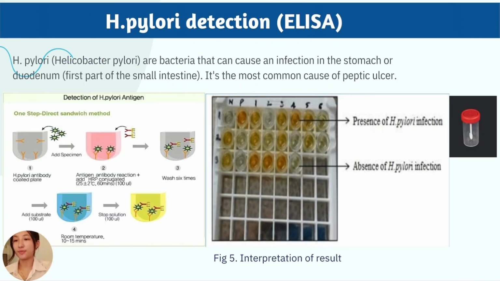H. pylori are bacteria that can cause an infection in the stomach or duodenum. It is the most common cause of peptic ulcer. As you can see in the picture on the right, if there is presence of H. pylori infection, the color yellow will be shown by the substrate, and if there is no color change, it means there is absence of H. pylori infection. So this is the interpretation of the result.